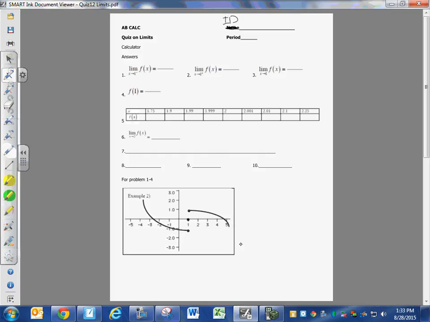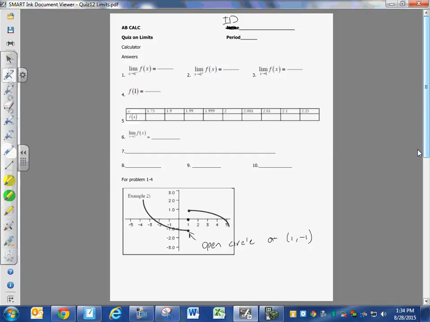So this graph down here is the graph for problems 1, 2, 3, and 4. You use this graph. Really quick, this is an open circle right there, and it's located at 1, negative 1. You might think that it looks a little bit off, but we can just assume it's at negative 1.